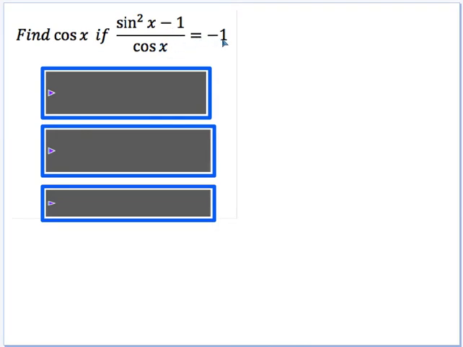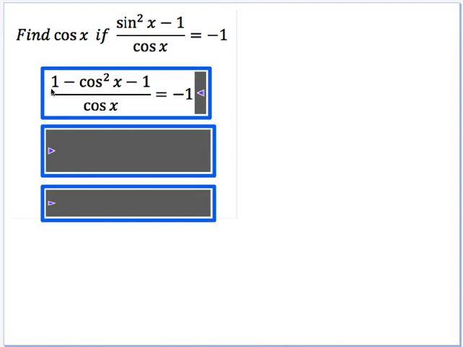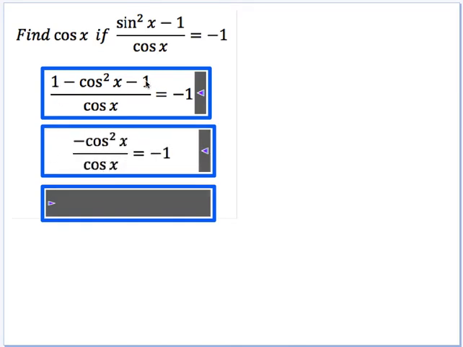All right, so the next one: find cosine x if (sine squared x minus 1) divided by cosine x equals negative 1. With this one, you'll need to know how to simplify this side of the expression as much as you possibly can. With sine squared x minus 1, you can replace the sine squared x with 1 minus cosine squared x, and then you'll have a minus 1 here. Simplify that further. In the numerator, you can get rid of your 1 and your minus 1. I think I might have a typo on this problem. And then here you have cosine squared x divided by cosine x.